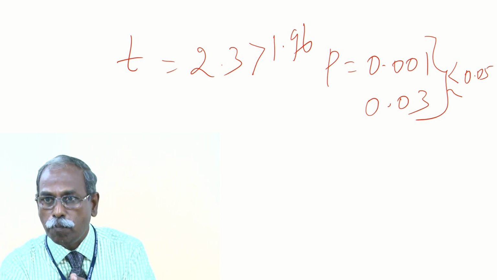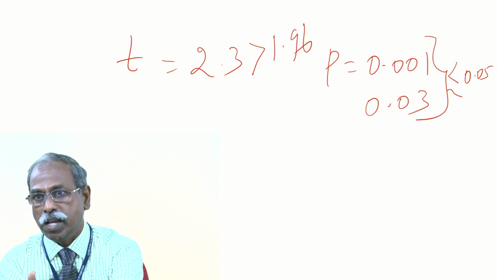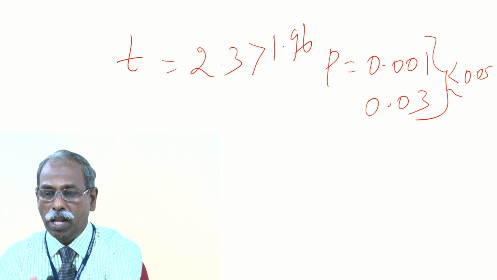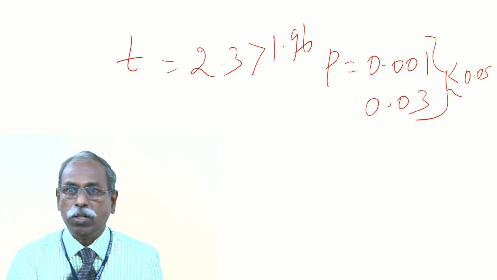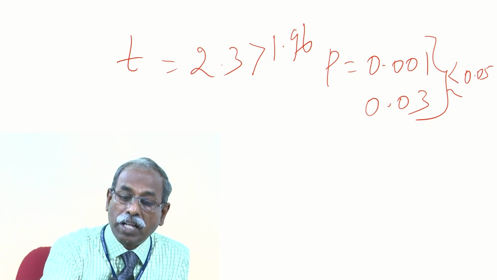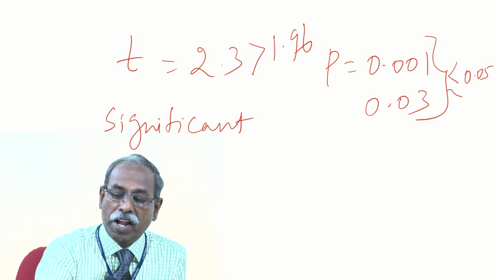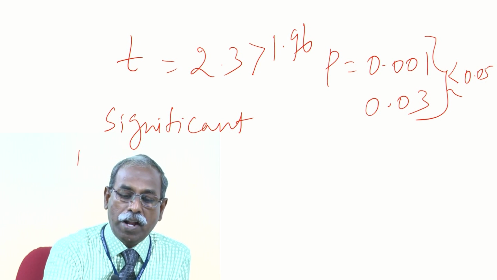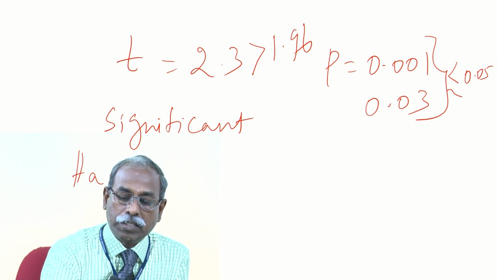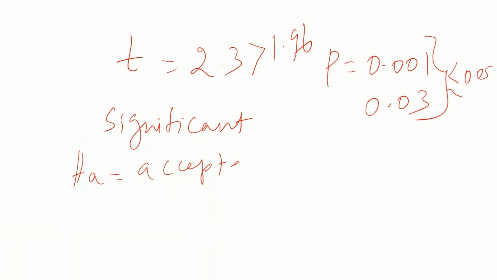And if you want to compare based on the p value to test the hypothesis, this is one method. If your p value is less than or equal to 0.05, it is called significant. What do you mean by significant? Here the alternate hypothesis is accepted and the null hypothesis is rejected.